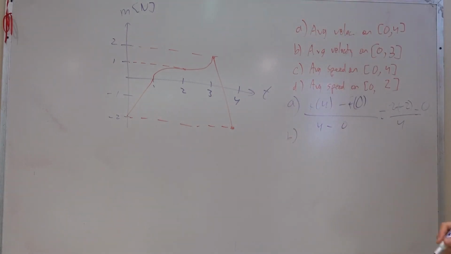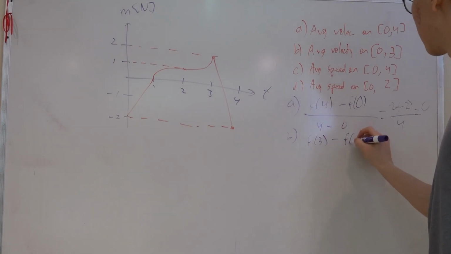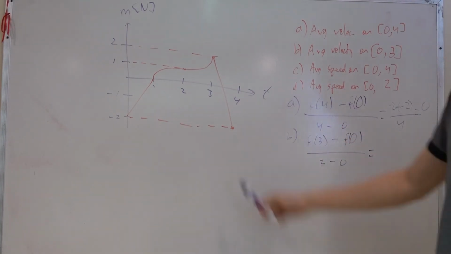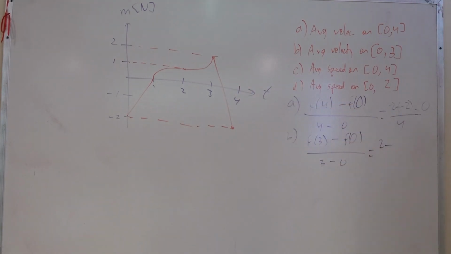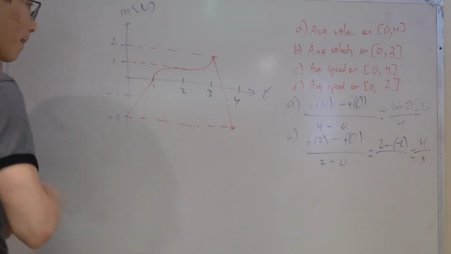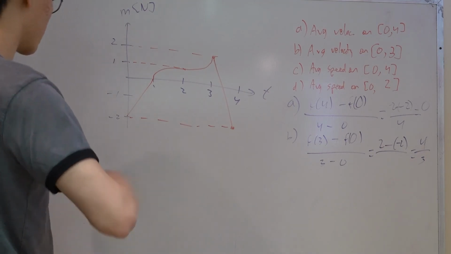So part B is to find average velocity on the interval 0 to 3. So what you do, again, is you take f of 3 minus f of 0, all that over 3 minus 0. F of 3 is just 2, minus, and f of 0 is -2. Again, be very careful about this one. This gives you 4 over 3. So that's your average velocity. Okay.